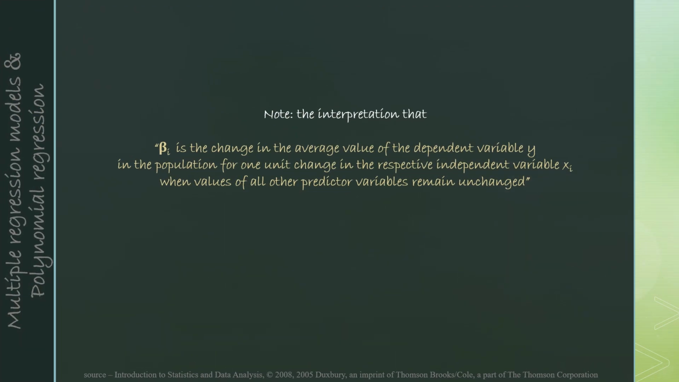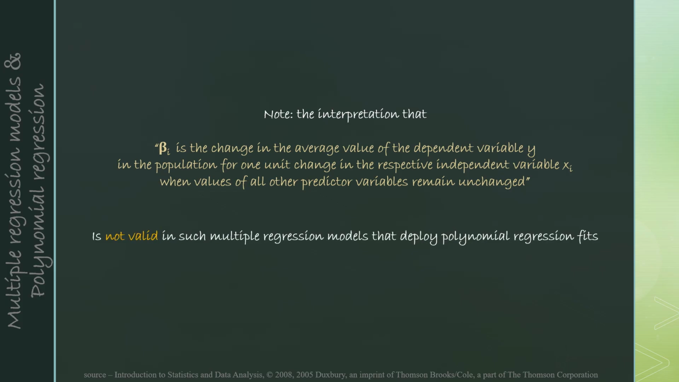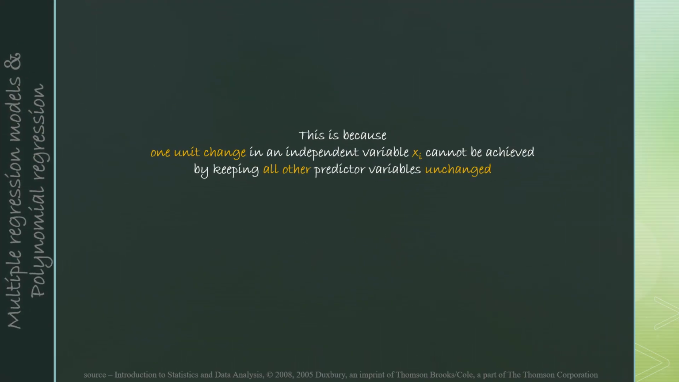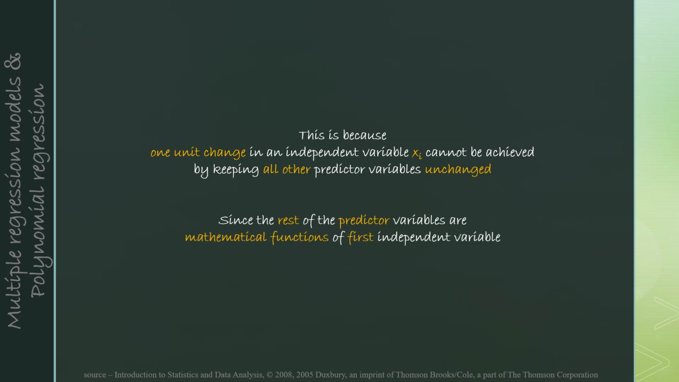Note that the interpretation that beta i is the change in the average value of the dependent variable y in the population for 1 unit change in the respective independent variable xi, when values of all other predictor variables remain unchanged, is not valid in such multiple regression models that deploy polynomial regression fits. This is because 1 unit change in an independent variable xi cannot be achieved by keeping all other predictor variables unchanged, since the rest of the predictor variables are mathematical functions of the first independent variable.